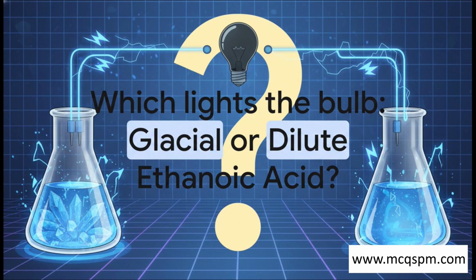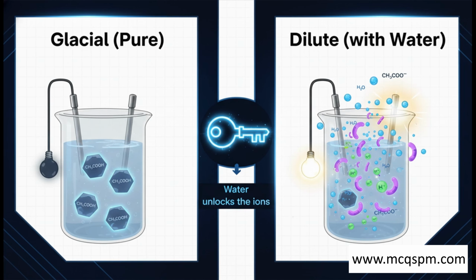Okay, here's another one. A real classic question that pops up all the time, and it's designed specifically to test if you really understand our big secret. You've got two beakers. One's got pure glacial ethanoic acid, and the other has dilute ethanoic acid. So which one is going to light up the bulb? And the answer is the dilute ethanoic acid.